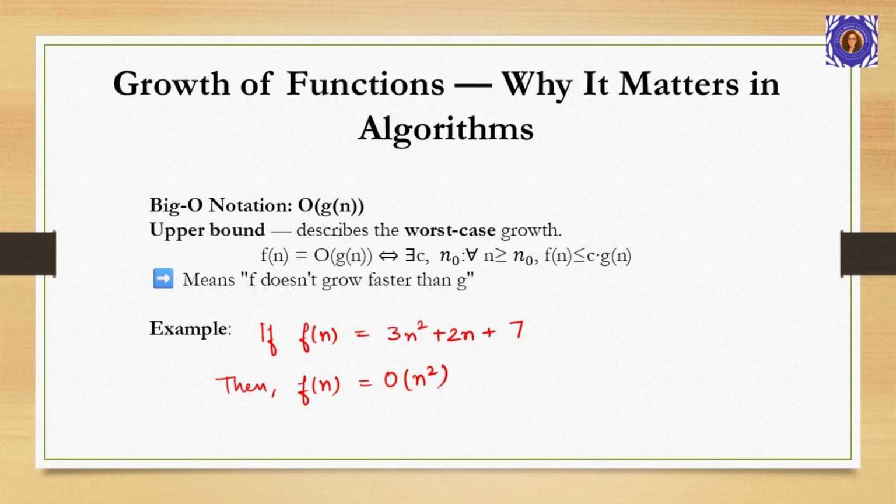The formal definition. We say f of n equals big O of g of n if there exist positive constants c and n naught such that for all n greater than or equal to n naught, we have f of n is less than or equal to c times g of n.